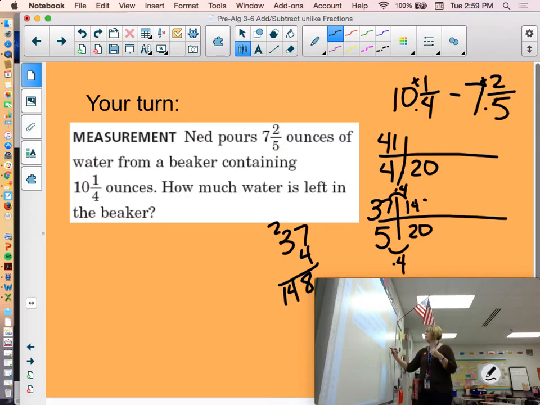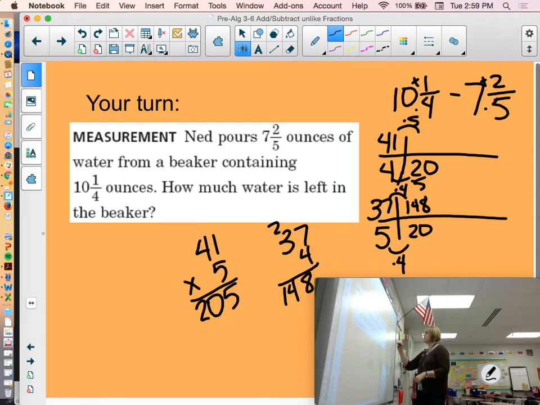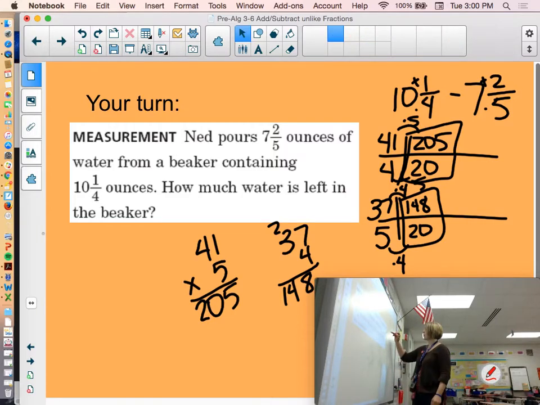I can always check with the calculator, but please try to do it by yourself without checking first. Okay, times 5. I have to multiply this by 5. I knew that because 20 divided by 4 was 5. So 41 times 5. Let's do that over here. 41 times 5 is 5, and then 20, 205. Does that make sense? I think it does. Okay, so now I've got two fractions that have a common denominator. Maybe I should have done that in a different color, sorry.